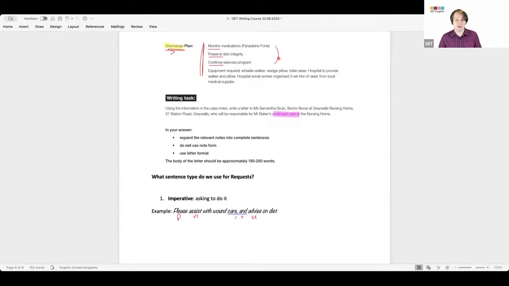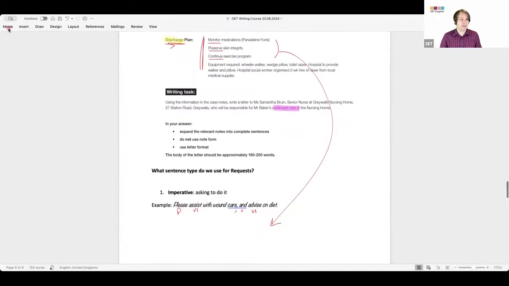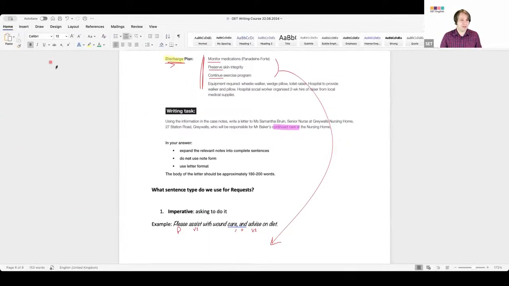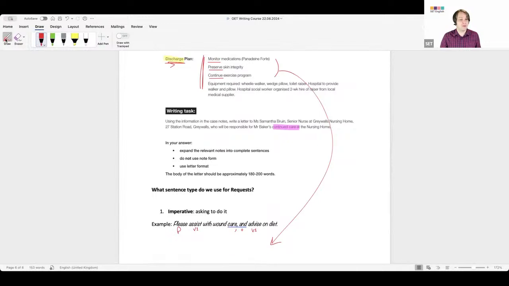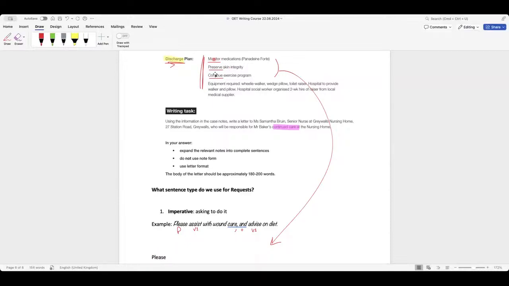Look at this, guys. I'm going to take all these, and Carmen is going to write a sentence with me. Carmen, it's very easy if we just use the imperative form with and. Carmen, look at this. Please. What's next? Monitor.